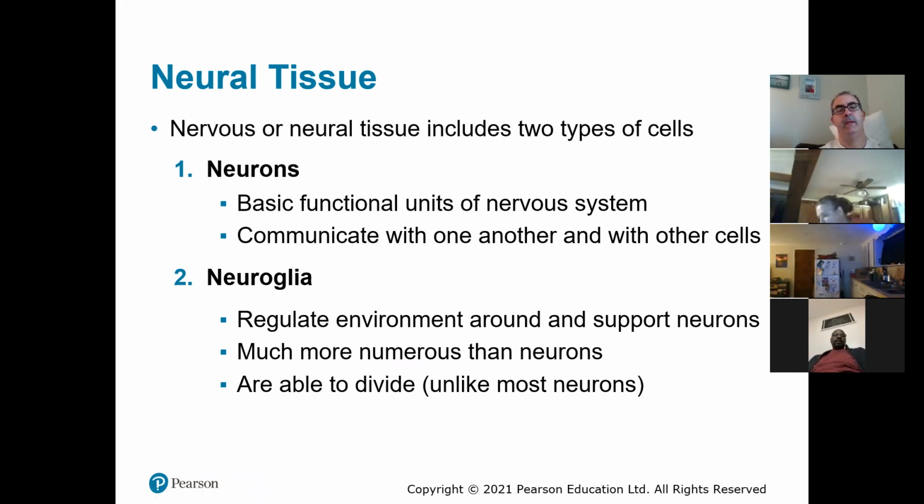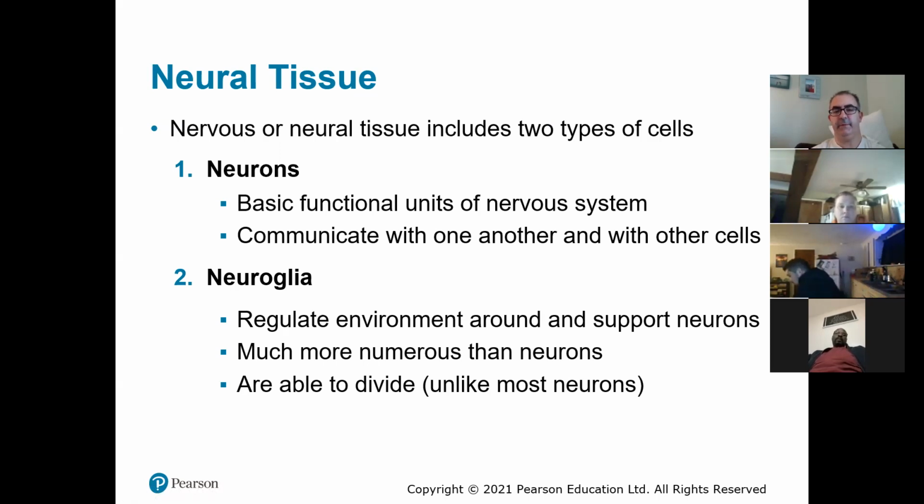All right. So neural tissue, way back when we did tissues, right? We got to nervous tissue. It was one of the 4 major tissue types. And I said within neural tissue, there's really only 2 types of cells. There are neurons and neuroglia.